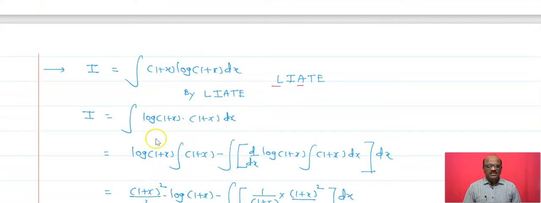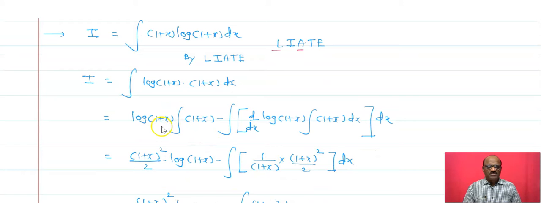Now by parts, again first function into integral of the second. What is the first function? Log of 1 plus x. What about the second function? 1 plus x. First function into integral of the second minus integral of d/dx of log of 1 plus x into integral of 1 plus x dx, bracket complete, into dx. Again I will repeat. What is the definition of integration by parts? If this is the first and second, first function into integral of the second minus integral of derivative of the first into integral of the second.